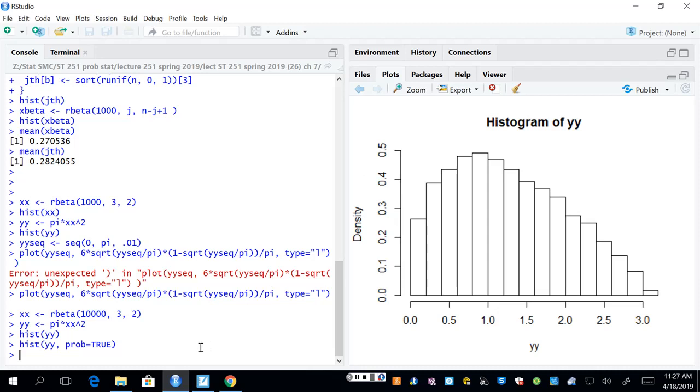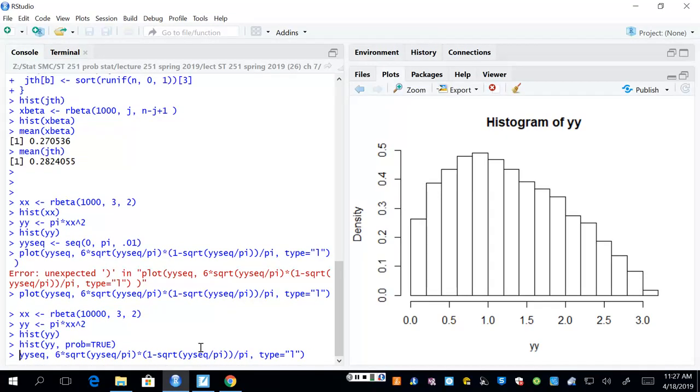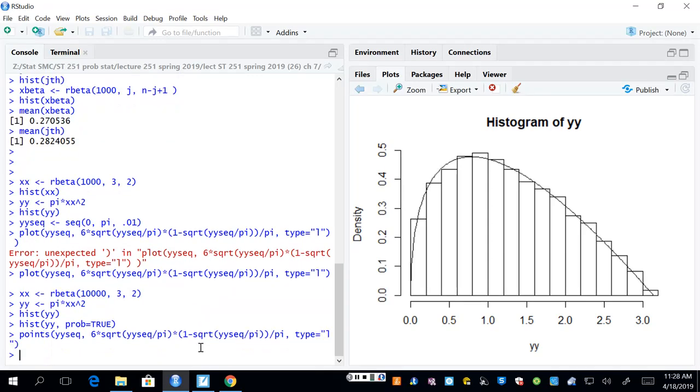So if you do our plot up here, the plot command creates a new picture, but if you do points, it would add it to that. Yeah, there you go. So you can scale them, and it kind of comes up to that.